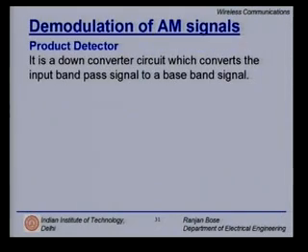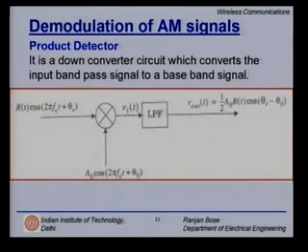First, let us look at the product detector. It is nothing but a down converter circuit which converts the input band pass signal to a baseband signal. It is just a down convert and then pass it through an LPF. So, let us look at the block diagram. You have this received signal r(t), r(t) cos(2 pi fc t plus theta r). Here you have a local oscillator, A0 cos(2 pi fc t plus theta 0).